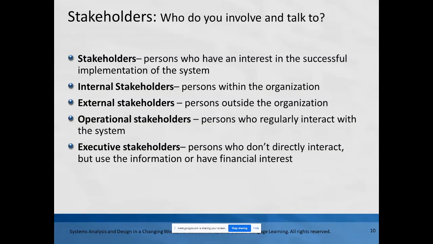And we have operational stakeholders. These are people who regularly interact with the system on a day-to-day basis. And then finally, executive stakeholders. They don't interact, but they have a financial interest. So this might be the people approving the money and the purse strings and all of that.